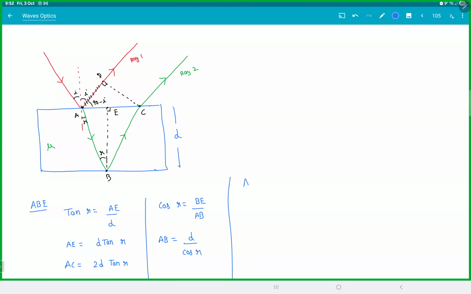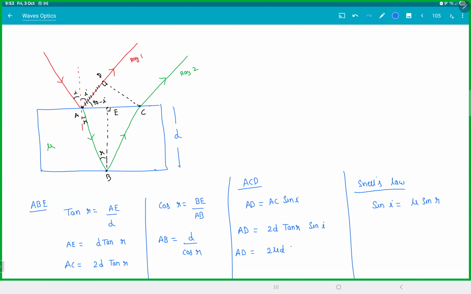And then in the triangle ACD, AD will be AC sin I. But AC is nothing but 2D tan R. But we know from Snell's law, sin I is equal to mu sin R. So AD will be 2 mu D tan R sin R.